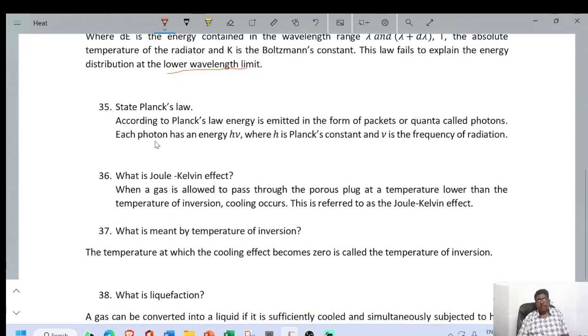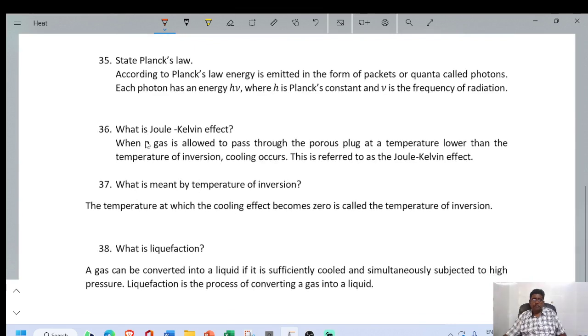Next, state Planck's law. According to Planck's law, energy is emitted in the form of packets or quanta called photons. Each photon has an energy h nu. Here h is Planck's constant and nu is the frequency of radiation.